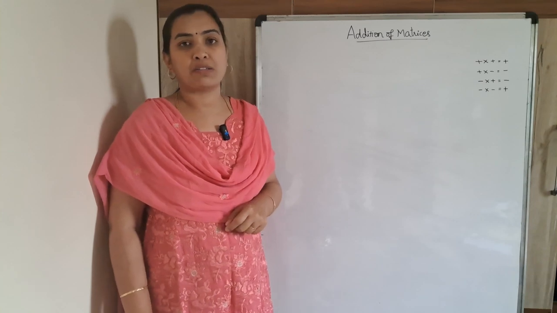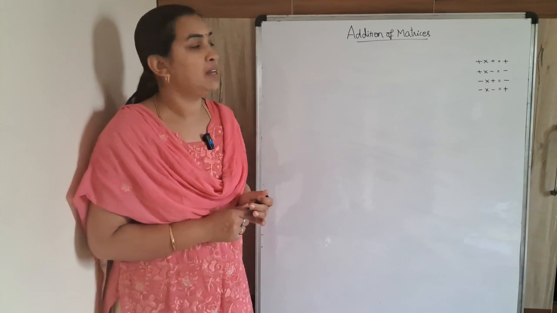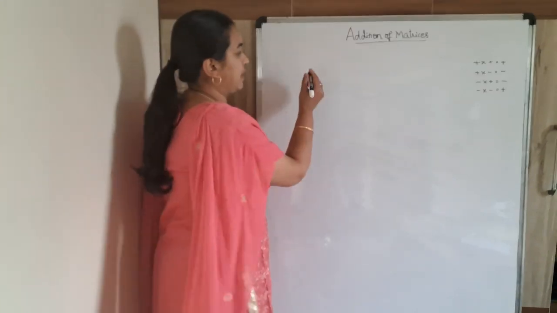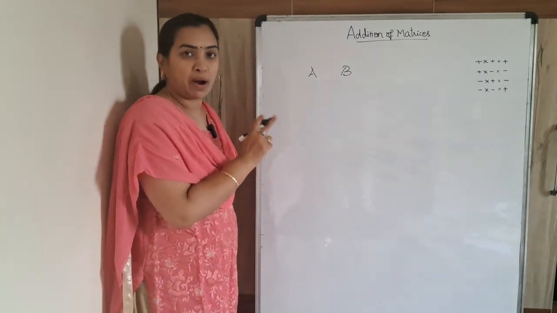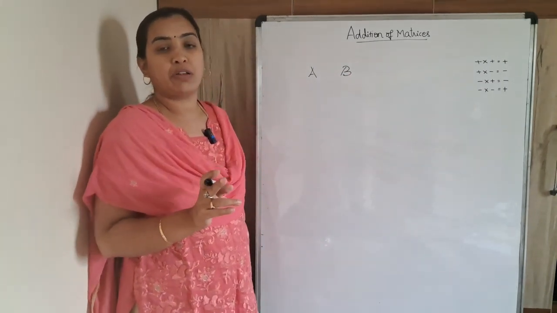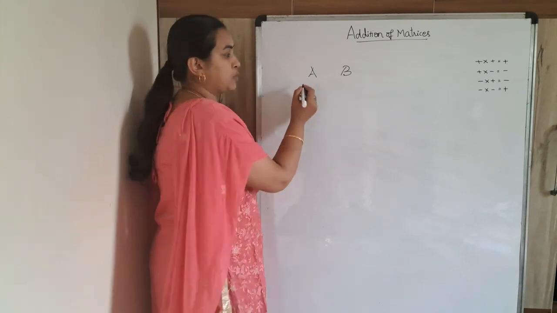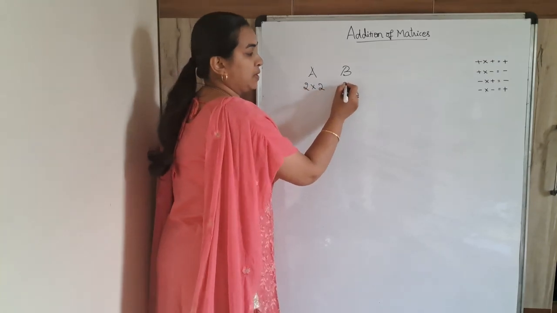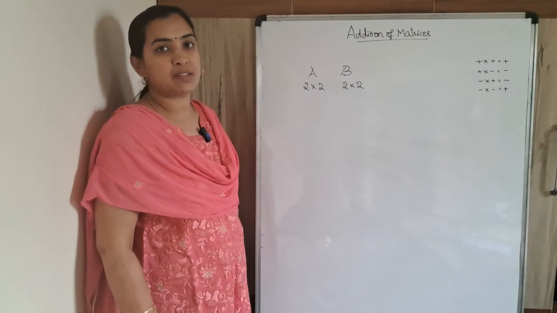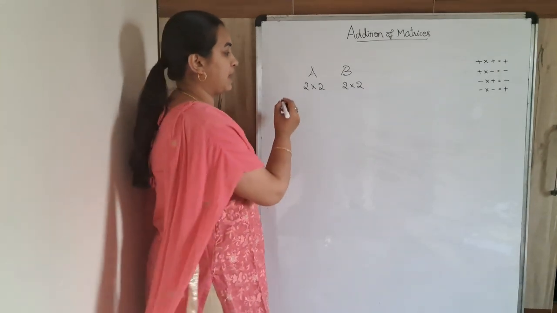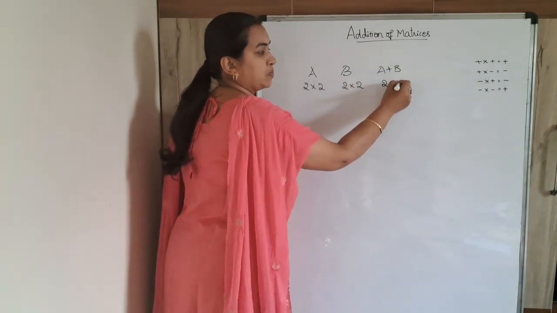Before adding two matrices, the one thing that you should keep in mind is the order of the matrices. Suppose there are two matrices A and B. You can add these two matrices if and only if they are of the same order. Say A is of the order 2 cross 2, B is of the order 2 cross 2, then only you can add these two matrices, and the resultant matrix, that is A plus B, will be of the order 2 cross 2.